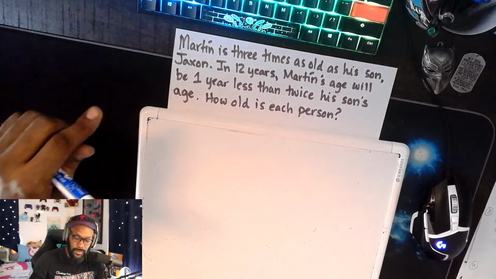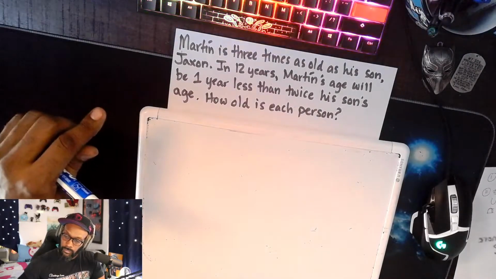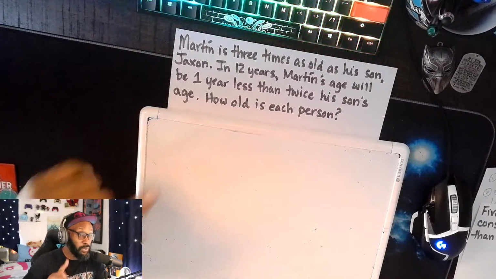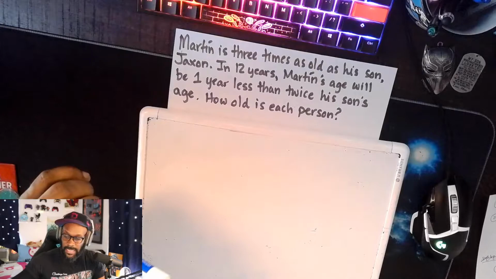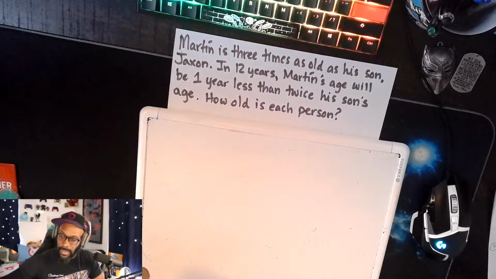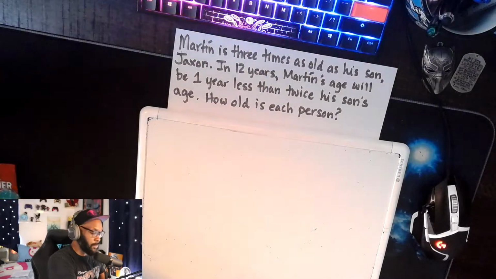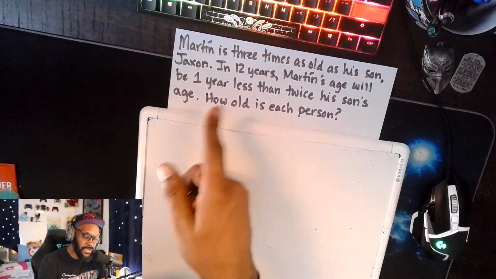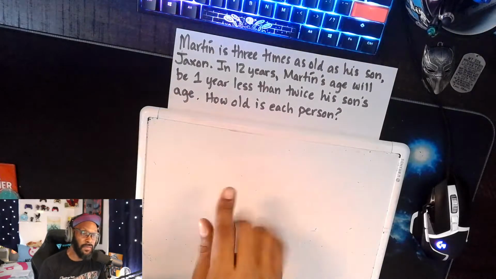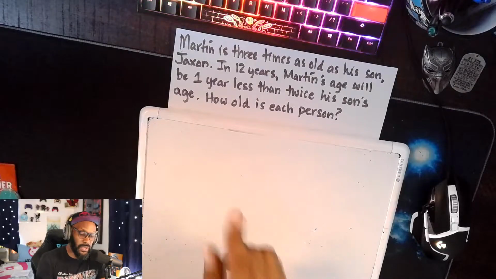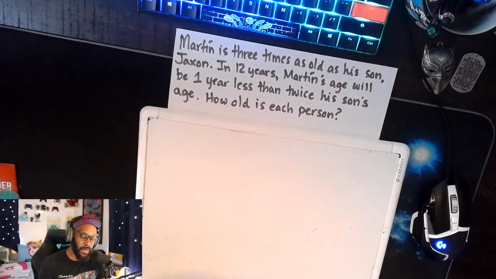So let's just dive right into it. Actually, yeah, let's start with these. So it says, we'll start with an age problem. If you've been curious about how to do some of these age problems, I got you right here, family. Okay, let me get my stuff out of my way. So let's go. Martine is 3 times as old as his son Jackson. In 12 years, Martine's age will be 1 year less than twice his son's age. How old is each person?